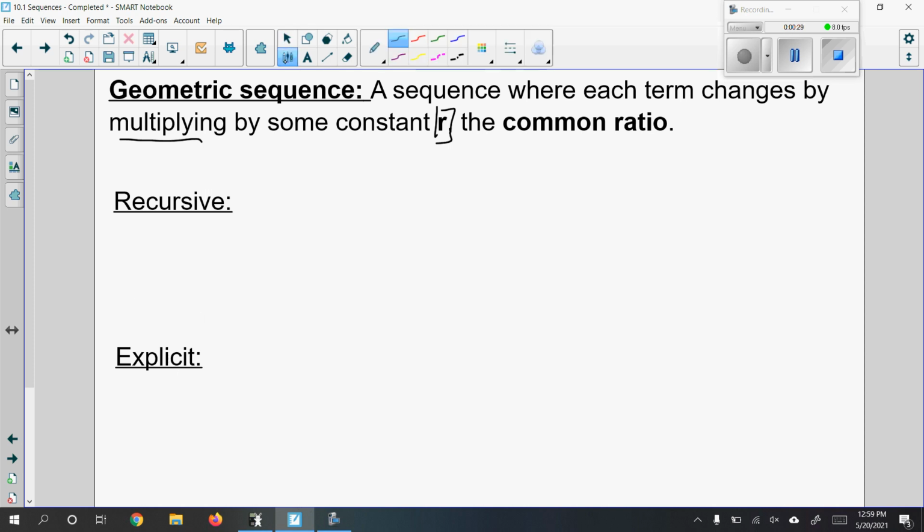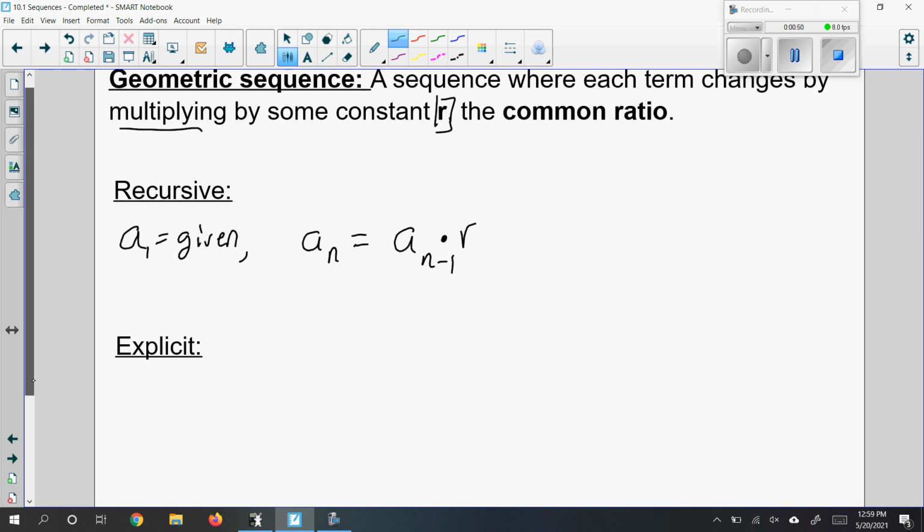So the formula for the recursive geometric sequence: the first term must be given, and then the nth term of the sequence is the previous term times some number r.